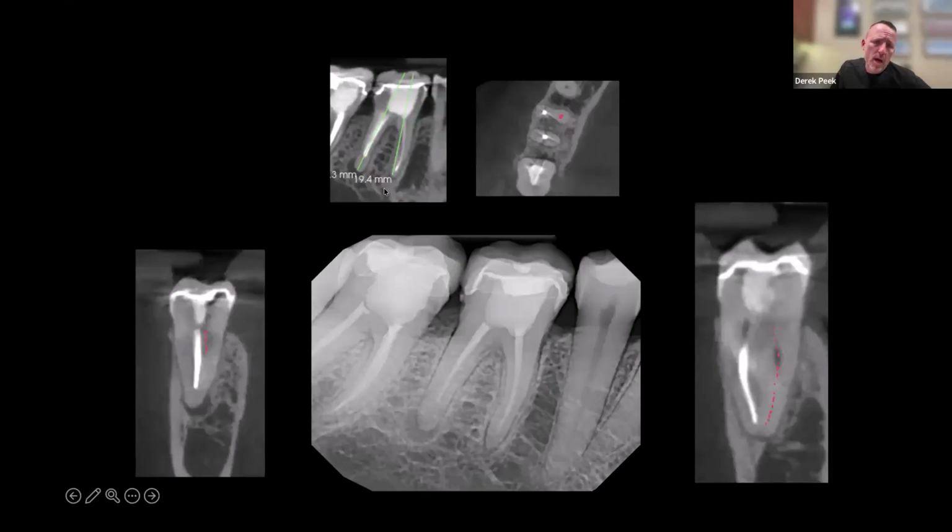This is a quicker way I would do it on CareStream: just draw a straight line to give me an estimated working length. So I got an idea. This is 19. So if I'm putting something down the mesiolingual and it's going to 15, I know I got a problem. That's just all I use it for.